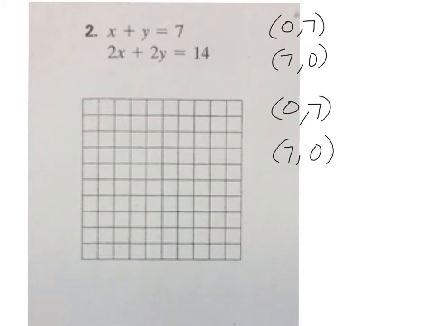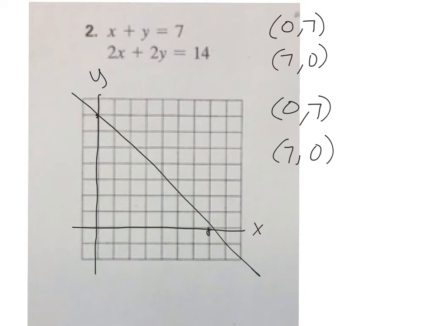I would have (0, 7). Everything looks positive. This will be my x and this will be my y. So (0, 7) would be over 0, up 7: 1, 2, 3, 4, 5, 6, 7. So I'd have a dot right there. And then (7, 0): 1, 2, 3, 4, 5, 6, 7. So what I have is a negative sloping line, something close to this. And when they are exactly the same, how many solutions do they have? Well, they have infinitely many solutions.